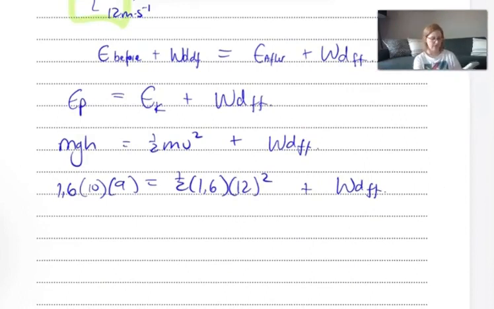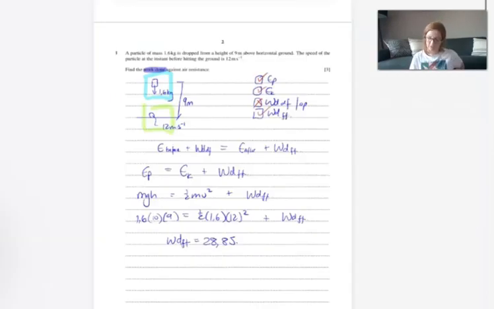Okay, so this is an interesting question. The reason I'd say it's interesting is that normally mechanics doesn't even look at air resistance. So now they're looking at air resistance, and that might seem a little bit confusing. But if we just treat it like a frictional force, we can work out that our work done to overcome friction is 28.8 joules.